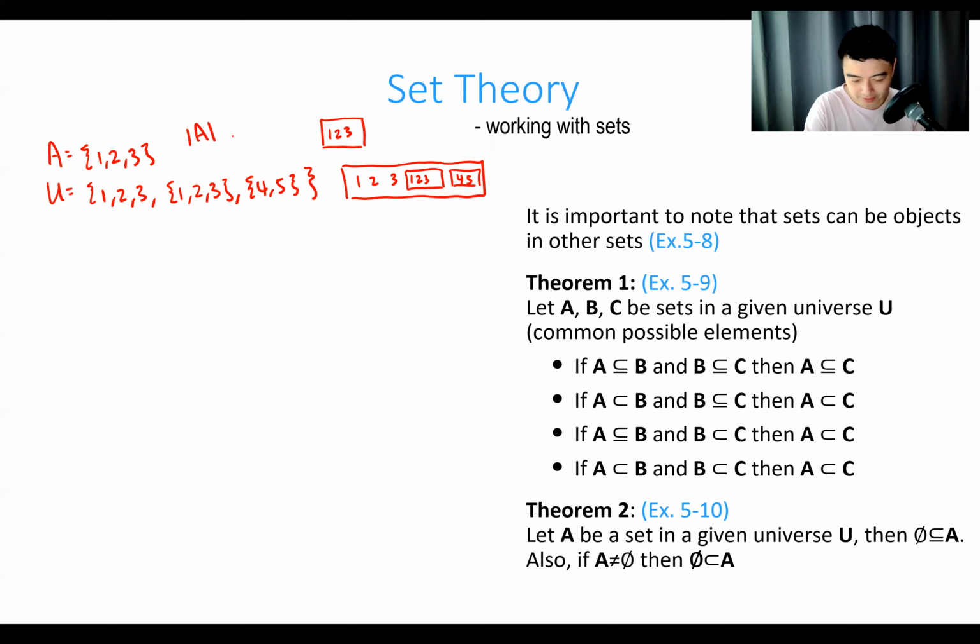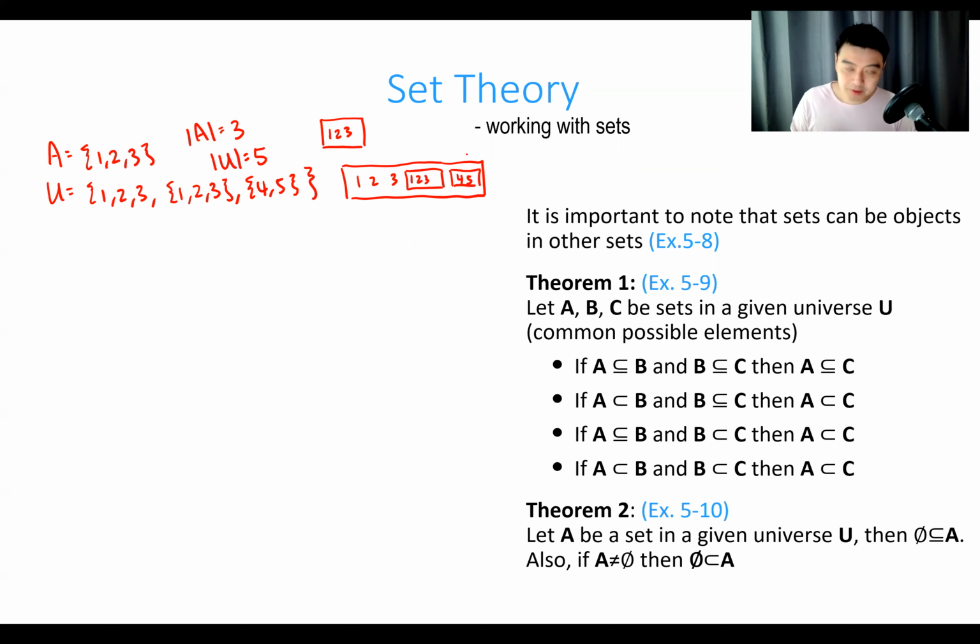So if we were to ask, what is the size of A? What is the cardinality of A? In this case, it's 3. We have 3 distinct objects in this set. Whereas if we ask, what is the size of U? The size of U is 5. Please note this. We have 1 object, 2 objects, 3 objects, and then another box and another box. That makes 5 altogether.